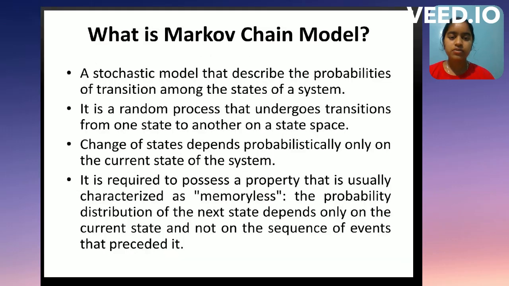What is the Markov chain model? A stochastic model that describes the probability of transition among the states of a system. It is a random process that undergoes transitions from one state to another on a state space. Change of states depends probabilistically only on the current state of the system. It is required to possess a property that is usually characterized as memoryless. The probability distribution of the next state depends only on the current state and not on the sequence of events that preceded it.